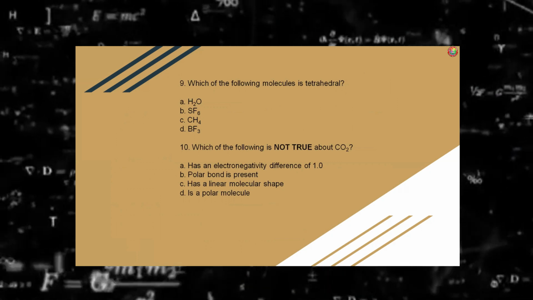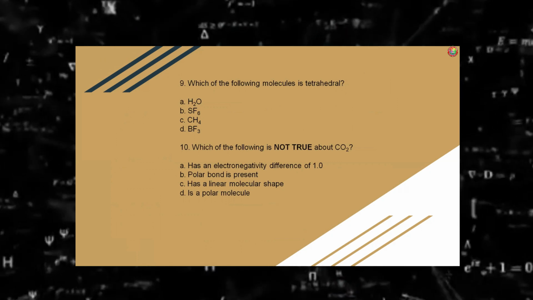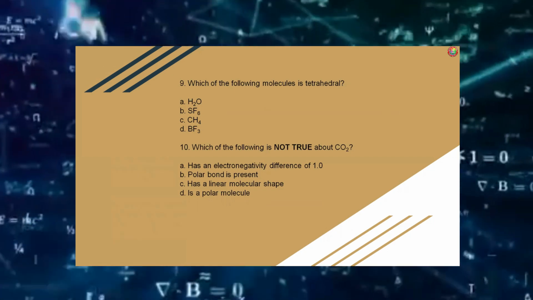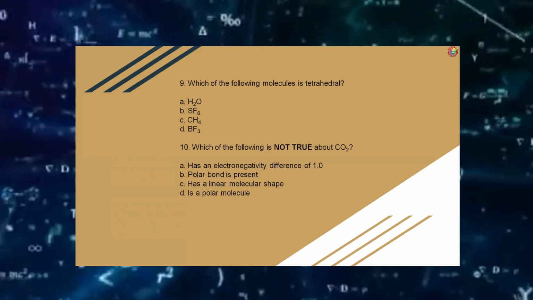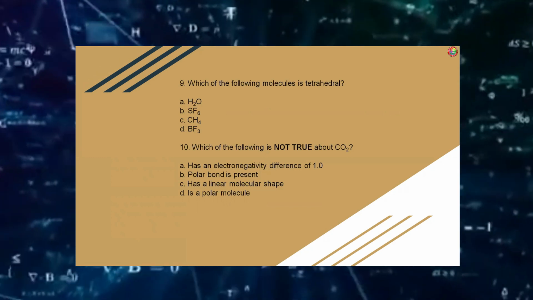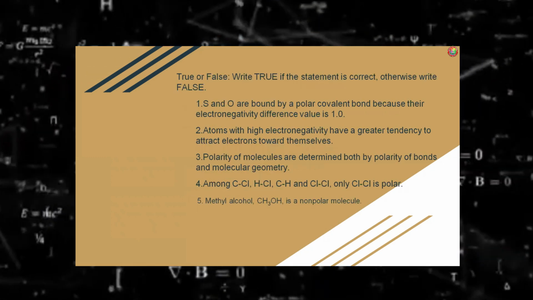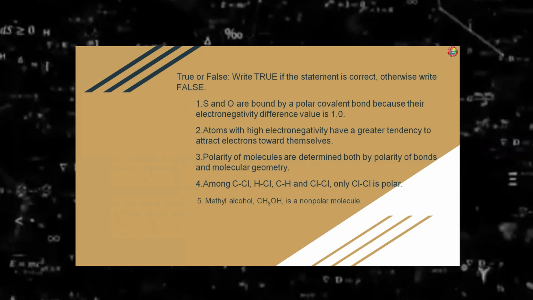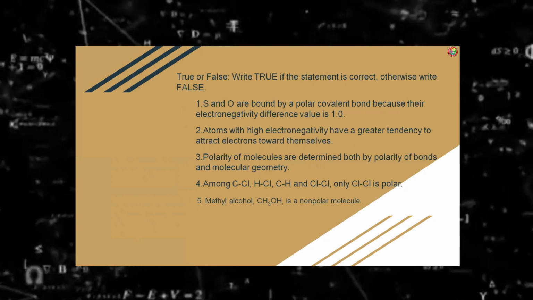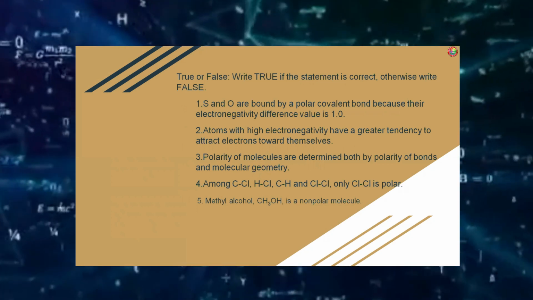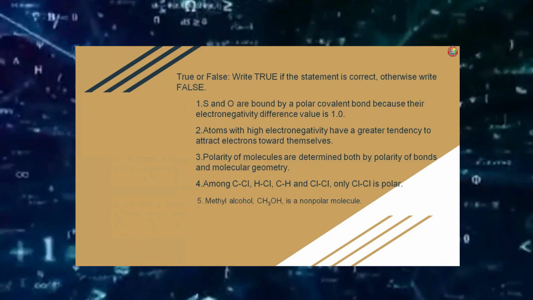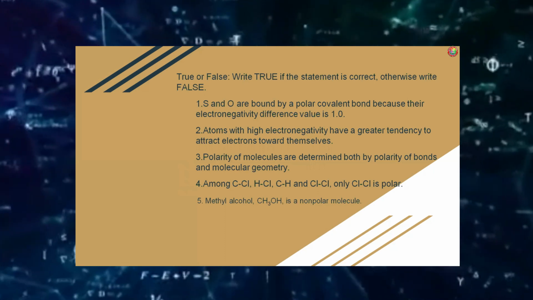10. Which of the following is not true about carbon dioxide? A. Has an electronegativity difference of 1.0. B. Polar bond is present. C. Has a linear molecular shape. D. Is a polar molecule. Now for 11 to 15, or 1 to 5, we have true or false. So write true if the statement is correct. Otherwise write false. So number 1, sulfur and oxygen are bound by a polar covalent bond because their electronegativity difference value is 1.0.